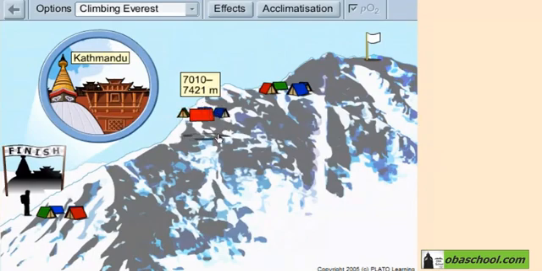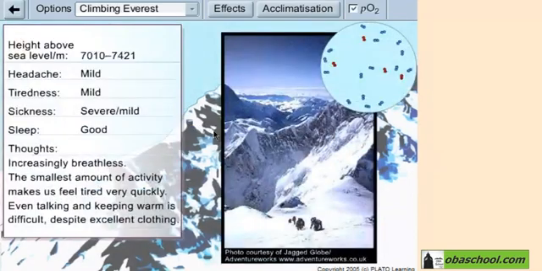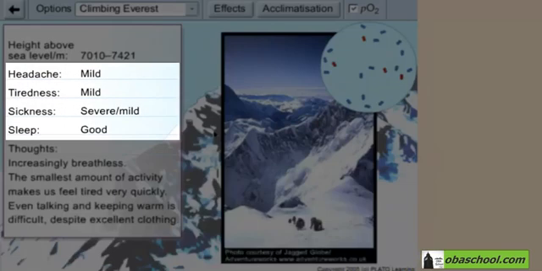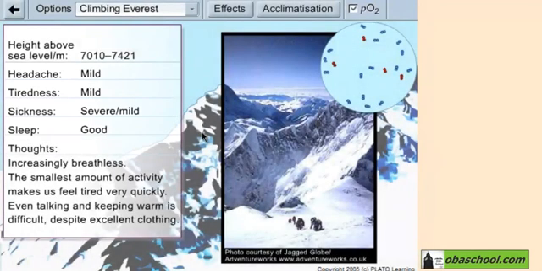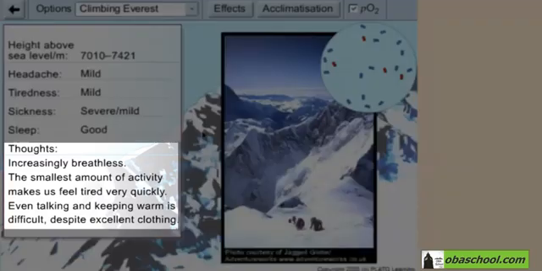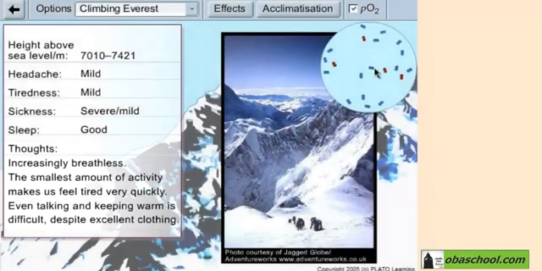Now, they go to around 7,010 to 7,421 meters above sea level. They have mild headaches, they are tired, they also have severe to mild sickness, their sleep is good now. Now they are increasingly breathless. The smallest amount of activity makes them feel tired. Talking and keeping warm is difficult, even though they have excellent clothing. And if you look at the partial pressure of oxygen, oxygen is even less here.